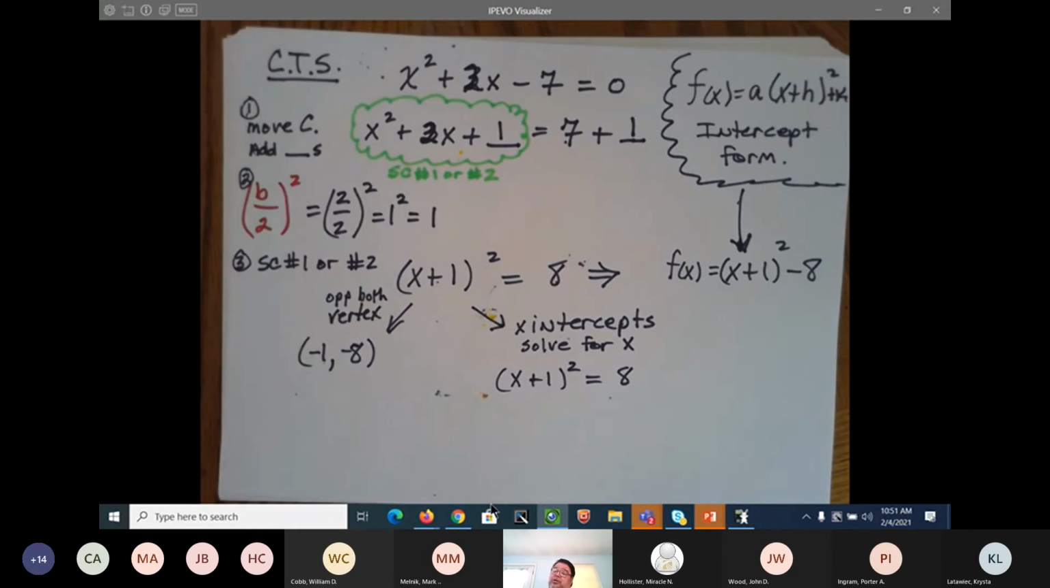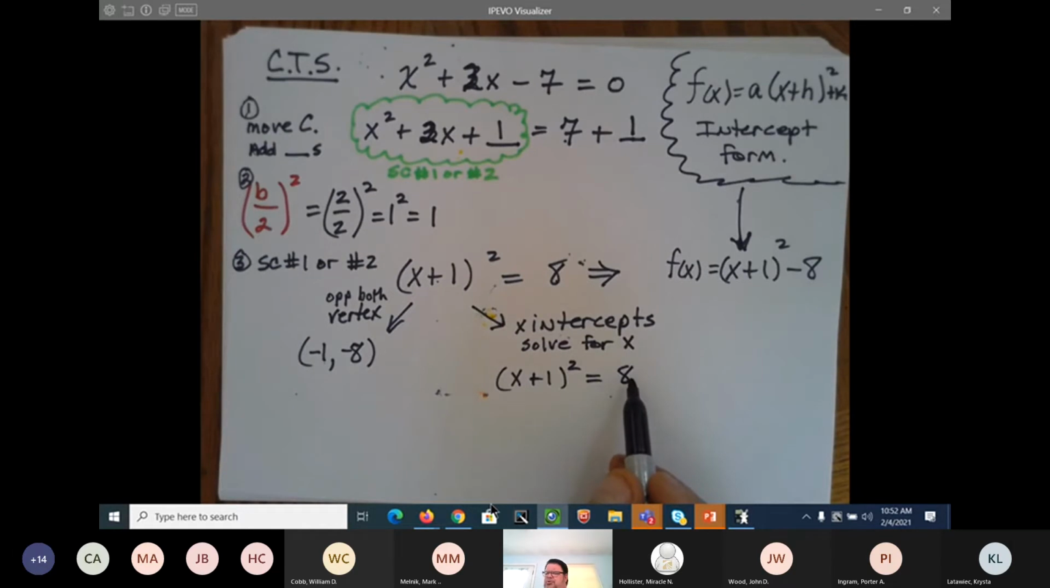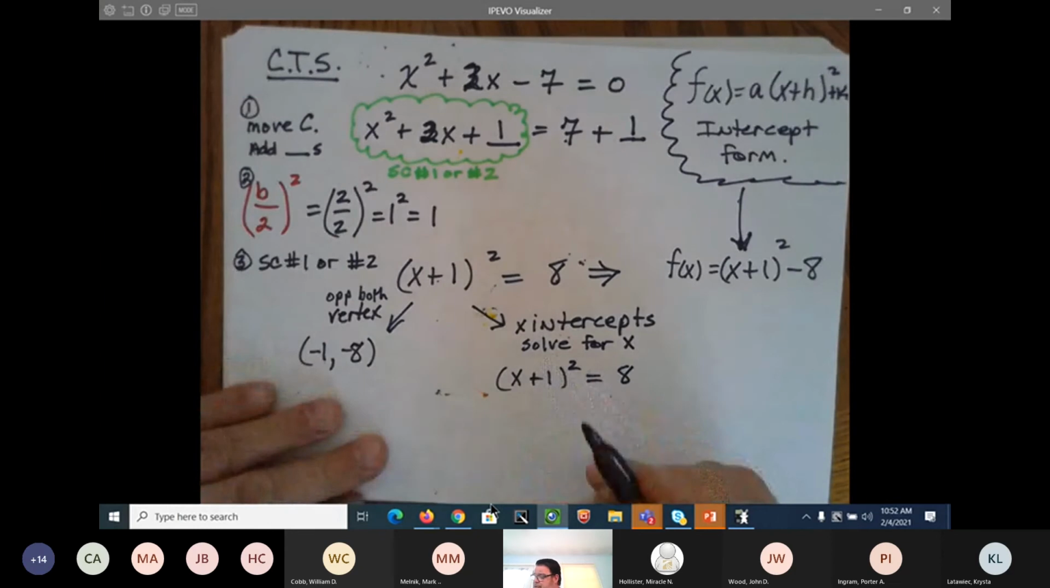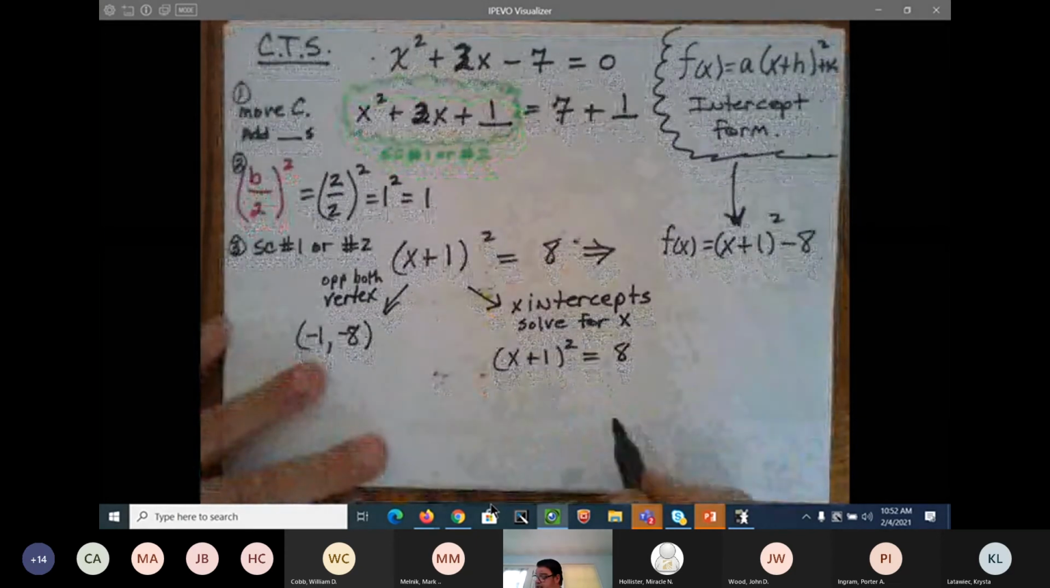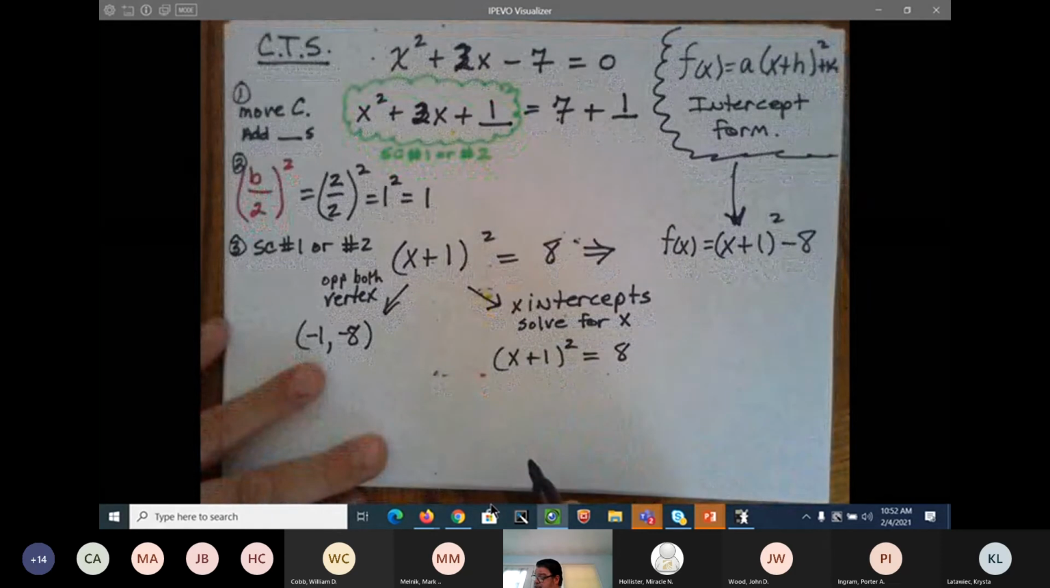Now, for your homework and your test, it's going to ask for exact, which means they want this as a radical, 2 square root of 2. I'm going to do it the way I know how to do it, and we can do the radicals as we do homework problems. I'm not going to do it here. I'm going to take the square root. Well, you'll see in just a second.